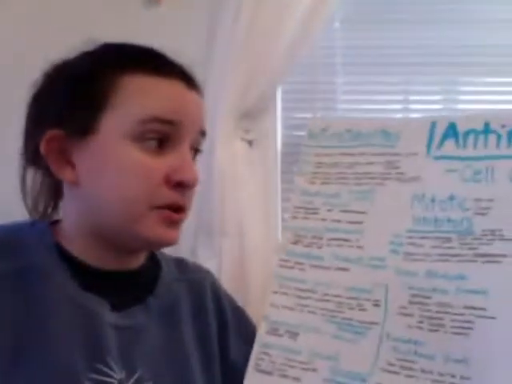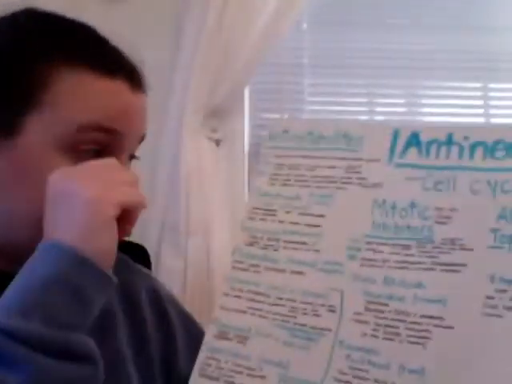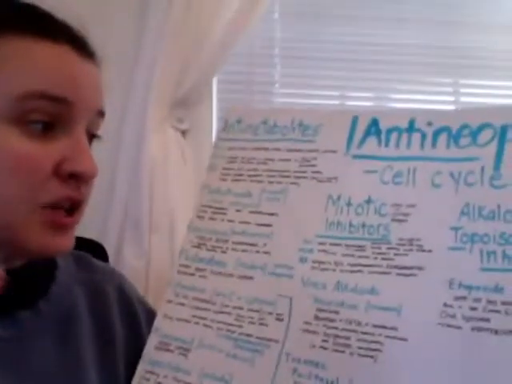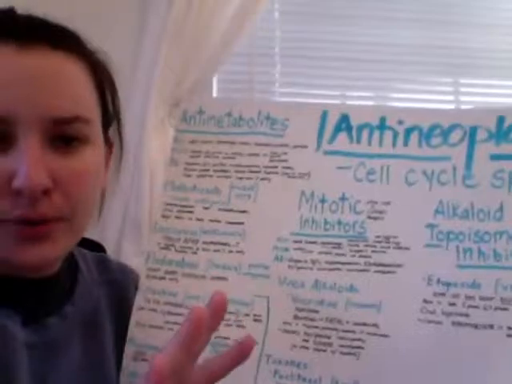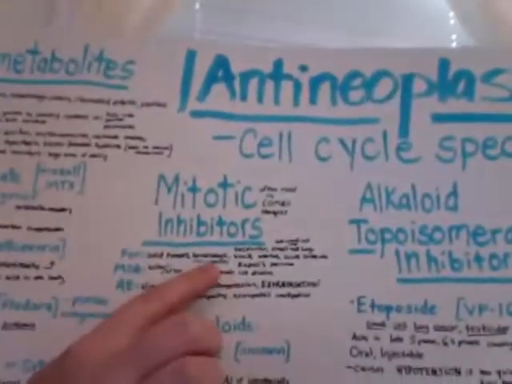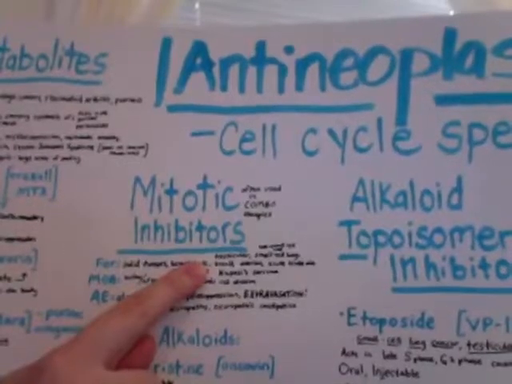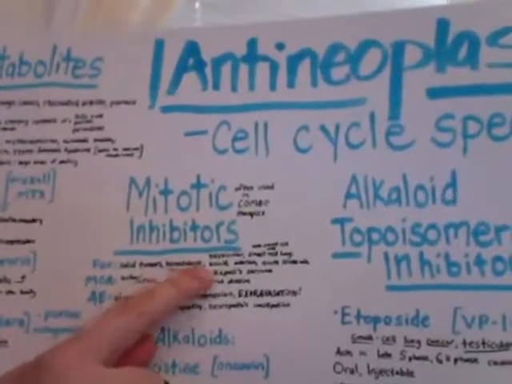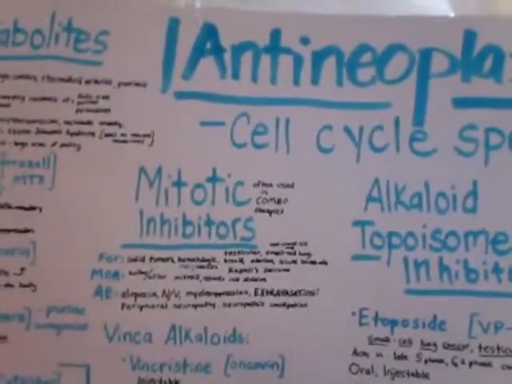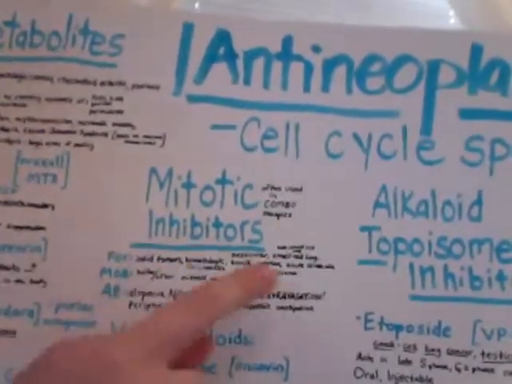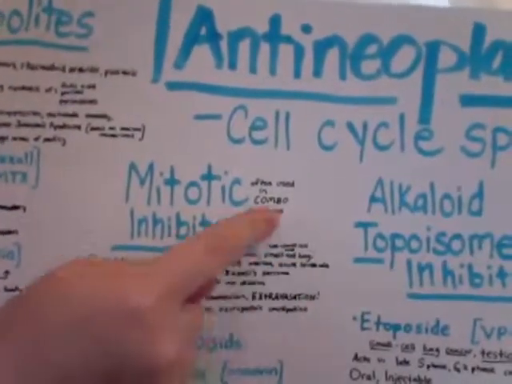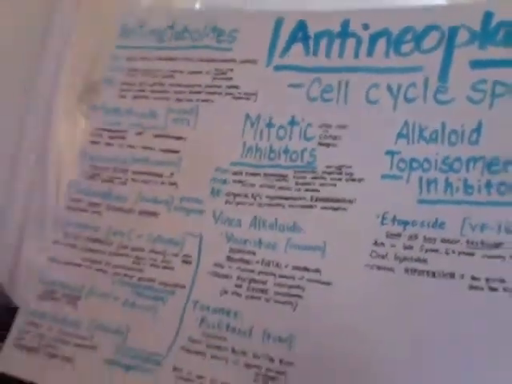The next cell cycle specific section that we're going to talk about is mitotic inhibitors. This is often used in combo therapies. It's for solid tumors, hematologic malignancies, and then hold on to your horses because we got a lot of words. We have testicular, breast, ovarian, Kaposi's sarcoma, small cell and non-small cell lung cancer, and acute leukemia. The method of action is that it works before and after mitosis, so it retards cell division.